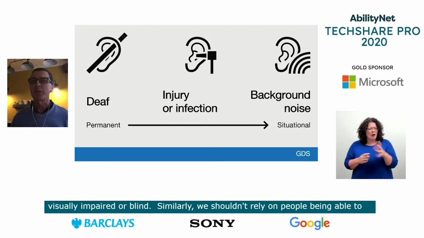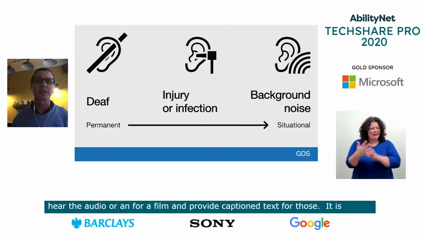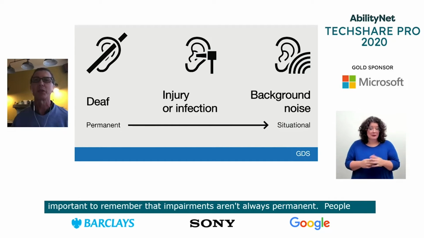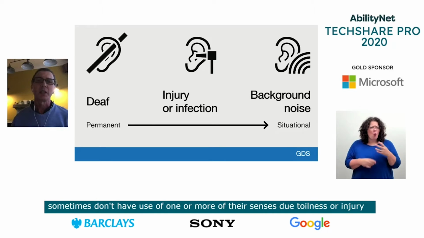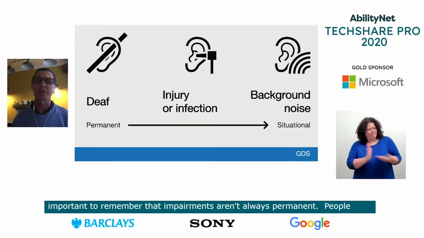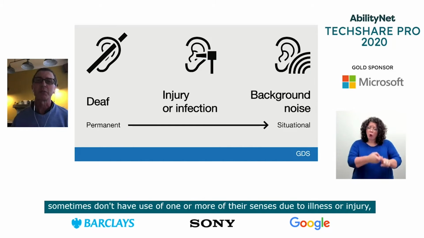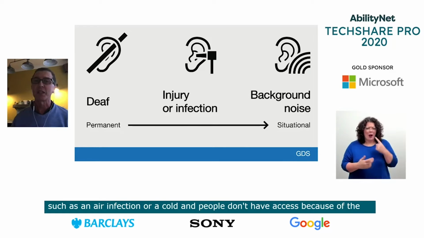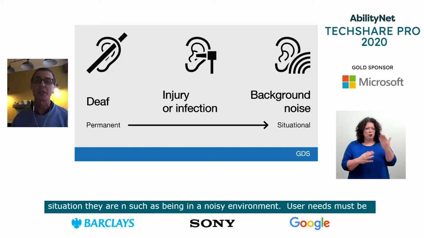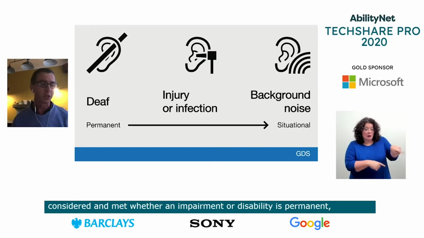It's important also to remember that impairments aren't always permanent. People sometimes don't have use of one or more of their senses due to illness or injury, which is temporary, such as having an ear infection or a burst eardrum or a cold. And we must also consider people who don't have full access to things because of the situation they're in, such as being in a noisy environment that prevents you from being able to hear as clearly. User needs must be considered and met, whether an impairment or disability is permanent, temporary, or situational. It doesn't make any difference in terms of how we design and build services and information.